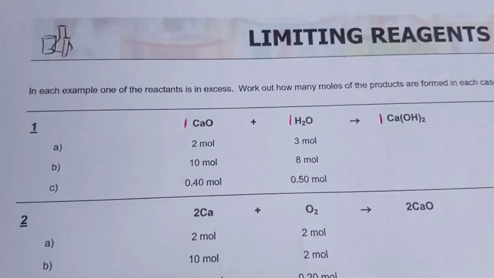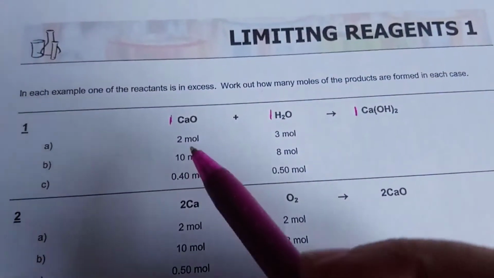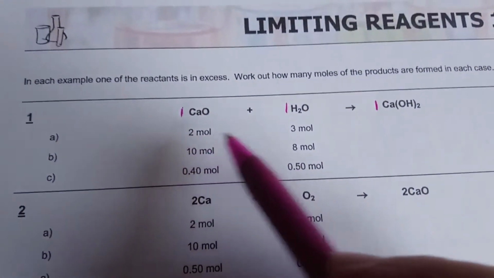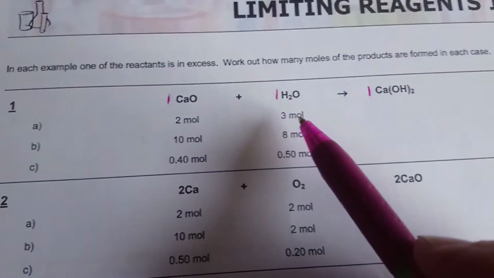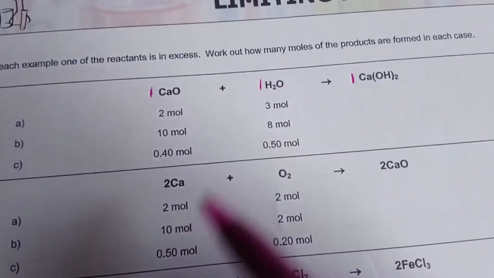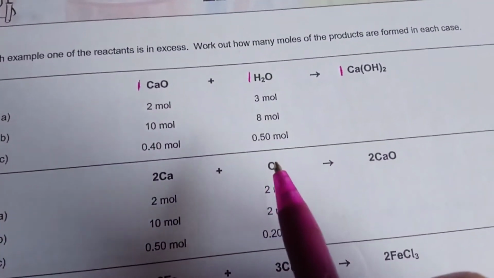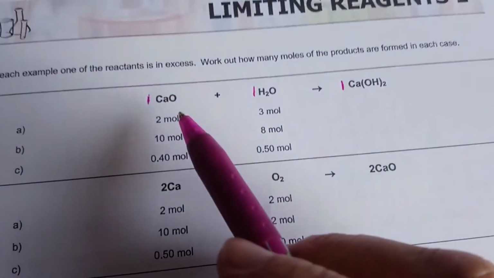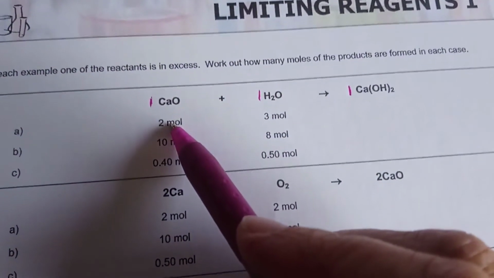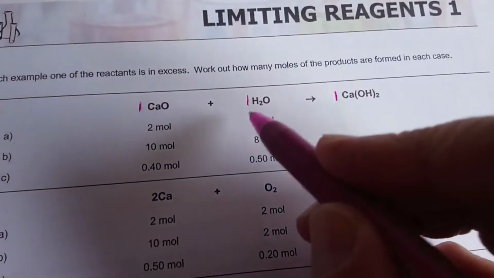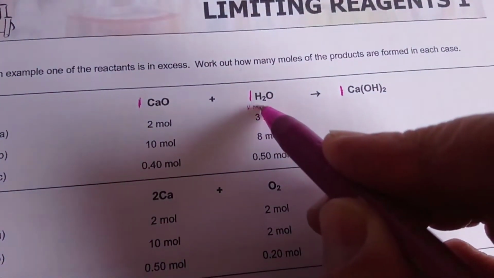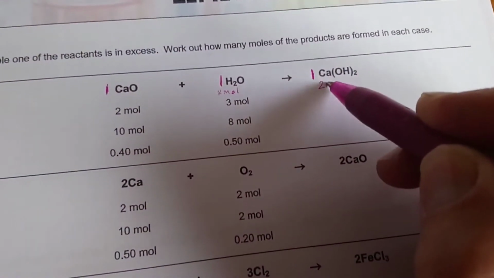So if, for instance, in my reaction, in the beaker, I put 2 mole of calcium oxide and 3 mole of water, one of these reactants is going to be in excess and one of them is going to limit the reaction. So if my ratio is normally 1 to 1, if I have 2 mole here, it only needs to react with 2 mole. So it only needs 2 mole, and you would end up forming 2 mole.